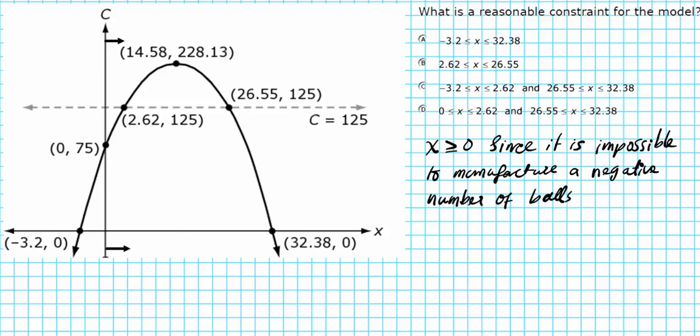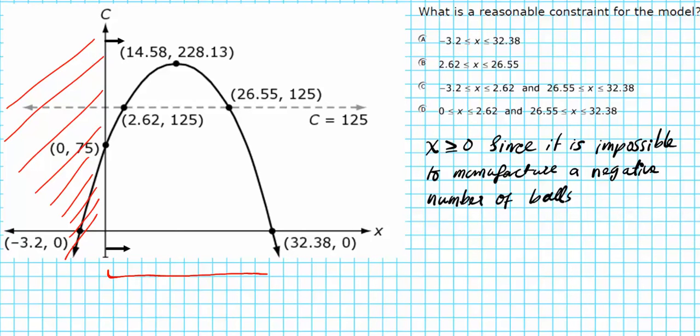So if we are focusing on the right side of the x-axis, that means this side right here has to be eliminated. It's not part of our feasible region. Okay, so now we're restricted to anywhere from here all the way to infinity. What is another constraint on the function that we're looking at in this problem?